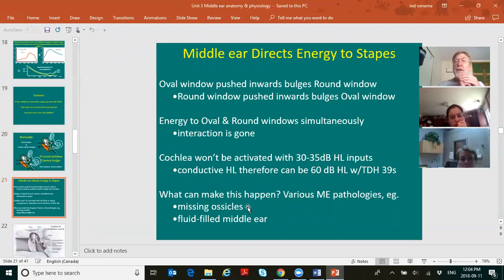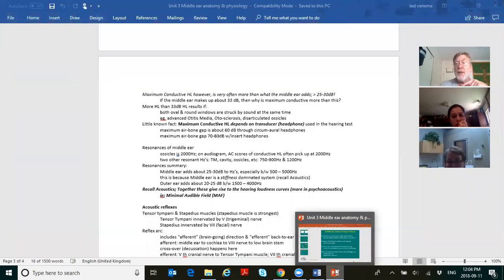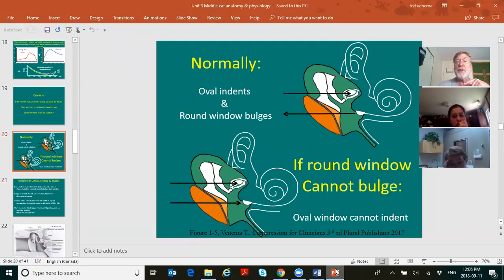Read with me. The middle ear directs energy to the stapes bone. Okay, the oval window pushed inwards would bulge out the round window. And if you pushed on the round window, you'd bulge out the oval window. There's a trade-off. Energy to the oval and round windows at the same time, however, you lose that interaction. So think about this as an example. Let's say we went to the middle ear.